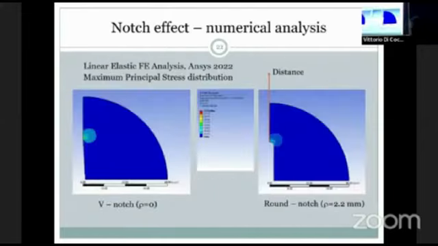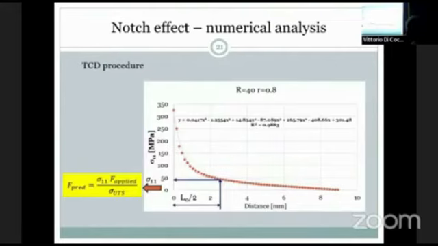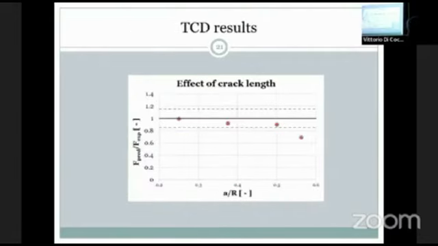We performed a linear elastic finite element analysis in order to get the distribution of the maximum principal stress. And with this distribution, at the critical length over 2, we determined the maximum principal stress. And with this value, we predicted the load which should be applied to break the specimen, taking into account the ultimate tensile strength of the material.